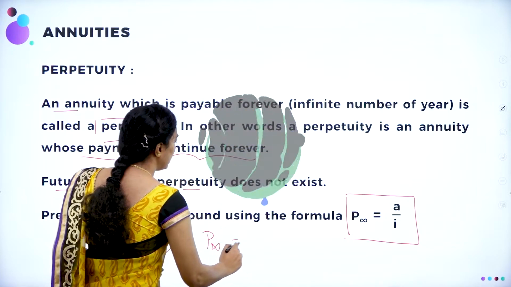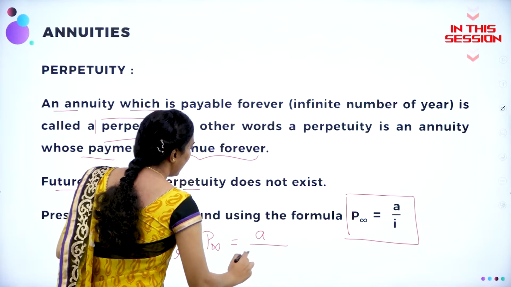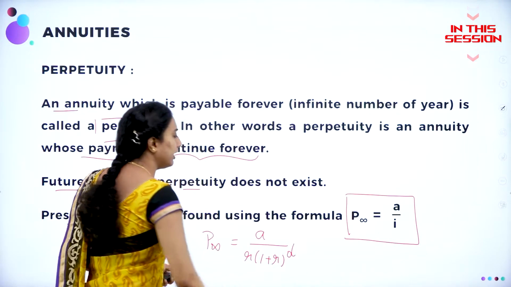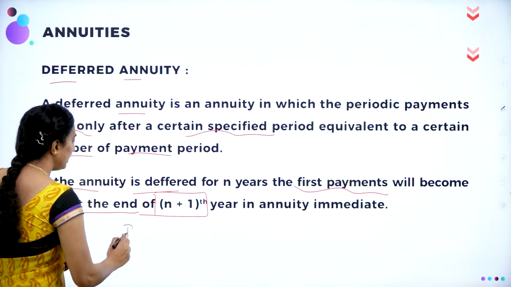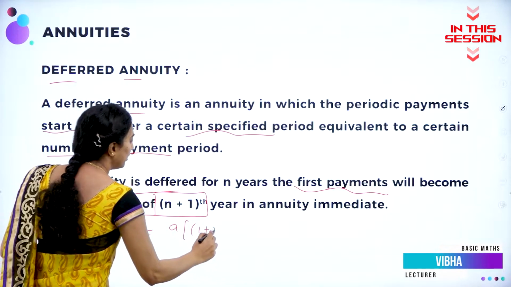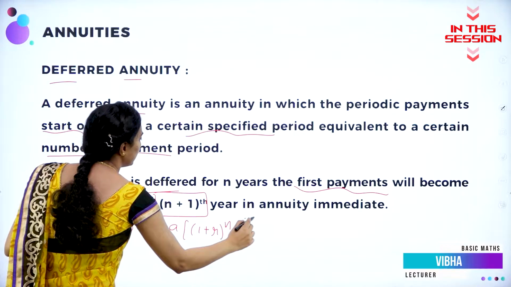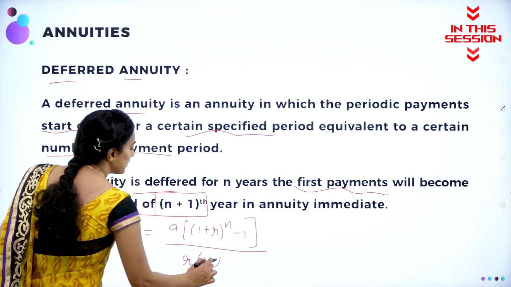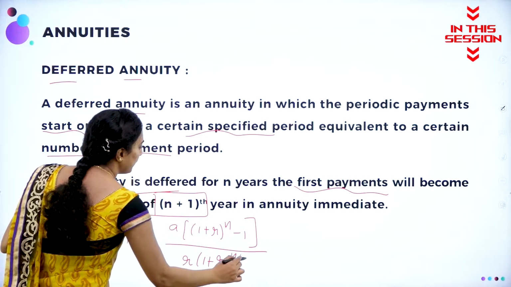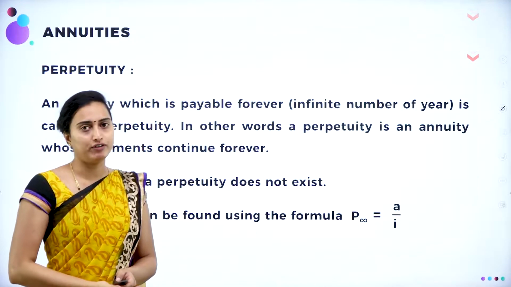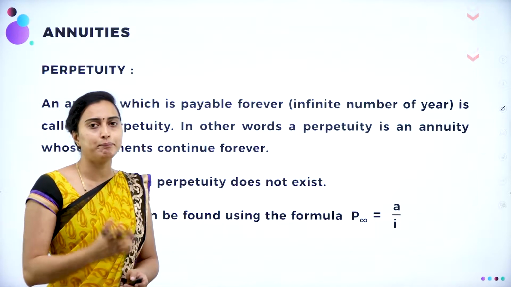P infinity is equal to A divided by R into 1 plus R to the power of D if the deferred annuity is given. P is equal to A into 1 plus R to the power of n minus 1, divided by R into 1 plus R to the power of n plus D. The amount you are going to pay for the infinite number of times you are going to call it is a perpetuity.